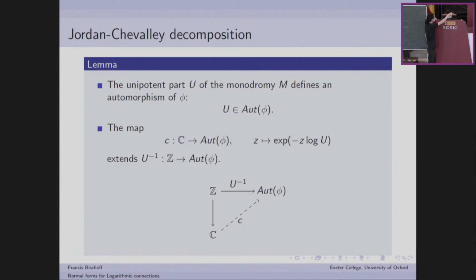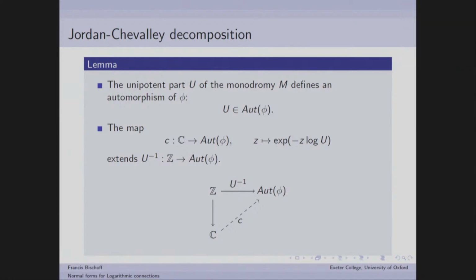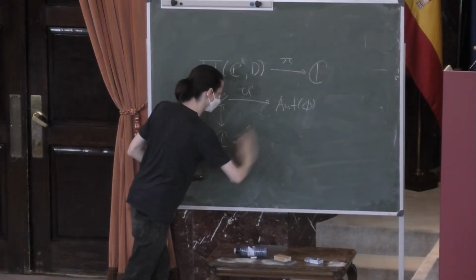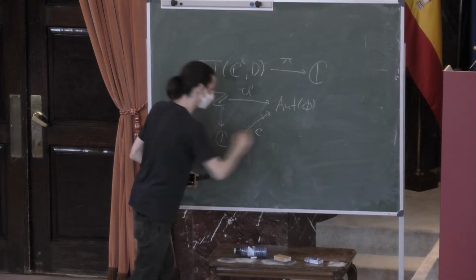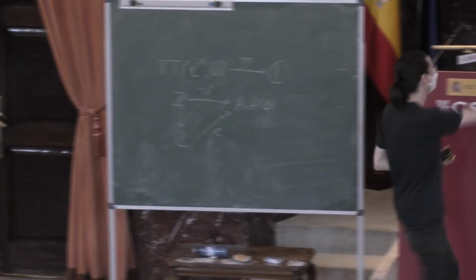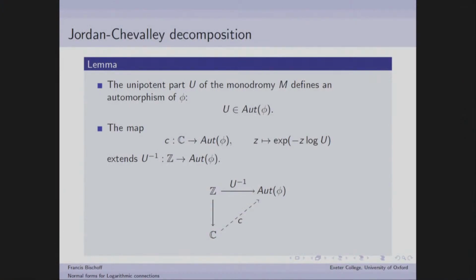And we can now use this. Because we have the logarithm, we can use this to extend the map. So instead of M, I'm going to put U inverse. It's a homomorphism from here, and this we can extend. The reason we can extend is we can take the logarithm. So it's this formula here: take the logarithm of U, multiply by Z and exponentiate. That gives us this extension here.